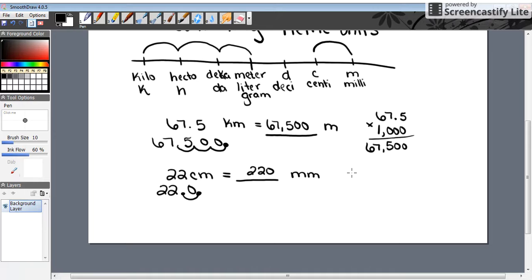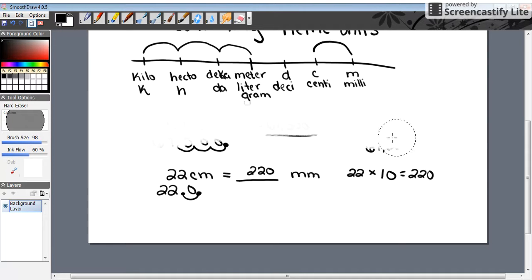Once again, if you prefer multiplication, we would take our 22 times, we moved it over one place value, so there's going to be 1 0 after our 1. Multiply that together, we are going to get our 220. All right, we're going to do a couple more problems. I'm going to go ahead and erase these other problems to make a little bit more room on our paper.